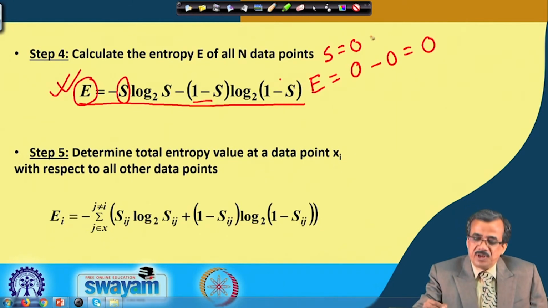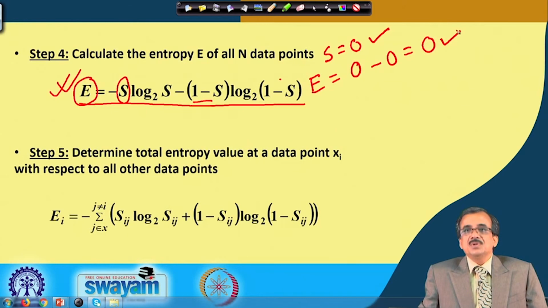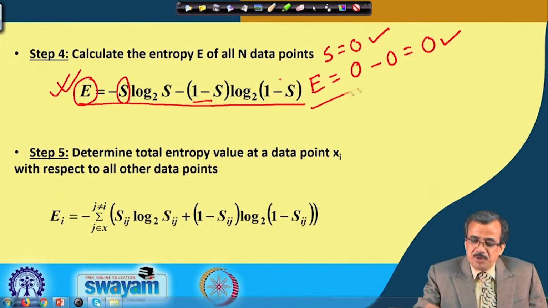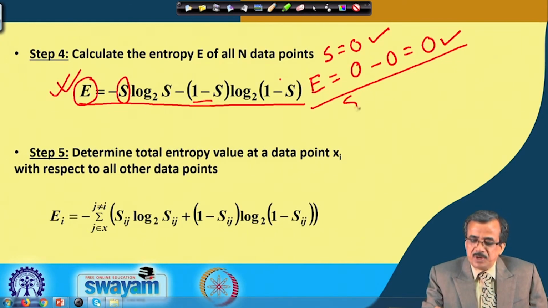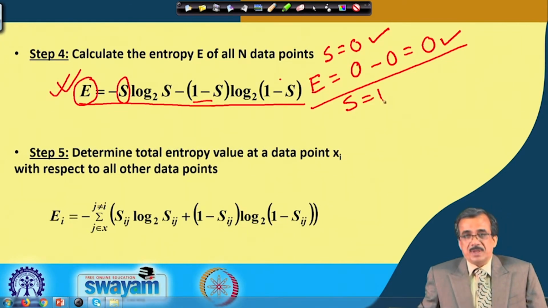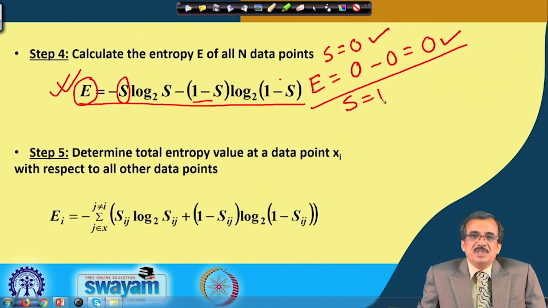So, if I put S equals 0, I am getting entropy equal to 0. Now, let me put another extreme value for this similarity. Let me put S equals 1. That means the similarity between the two data points is equal to 1, that means the two data points are exactly similar, and the distance between them is equal to 0.